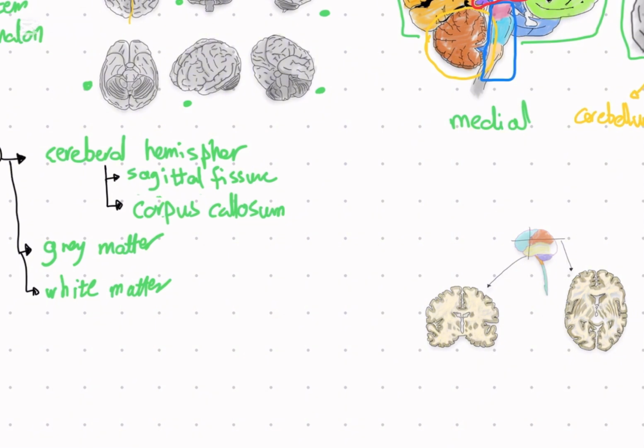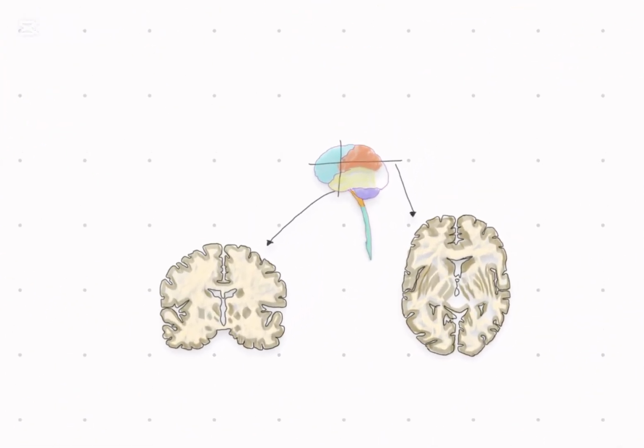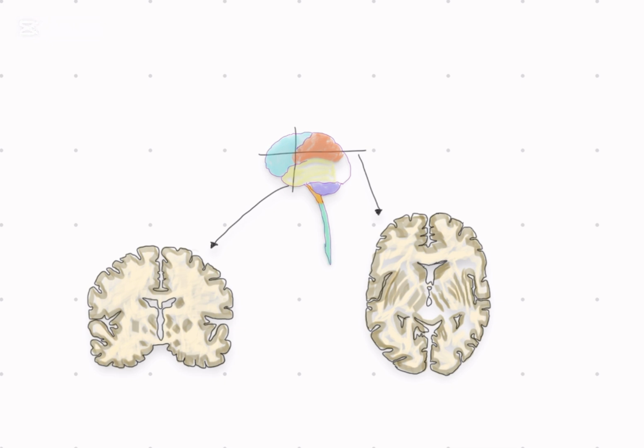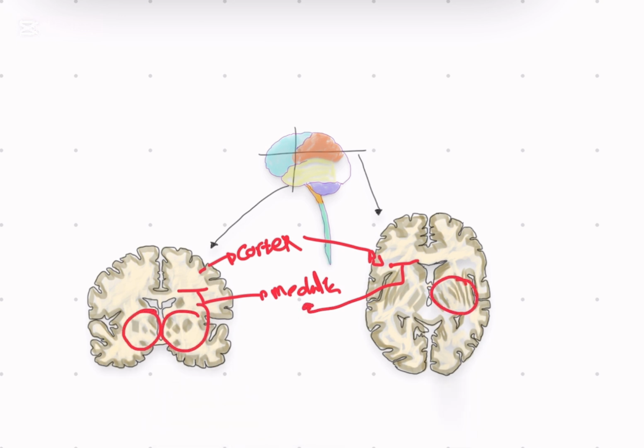If we look at this drawing, we can see we have two sections of the brain, the coronal section and the cross section. In both of them we have the dark area from outside known as the cortex, which is the gray matter, and the inner part, which is the white matter or the medulla of the cerebrum. In the middle of the white matter we can see a group of cells known as the basal nuclei.